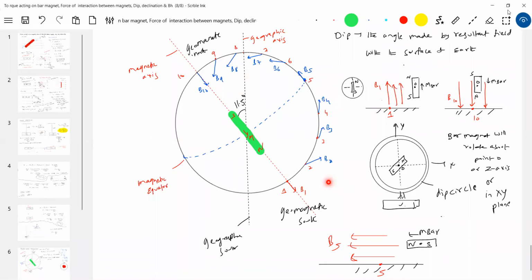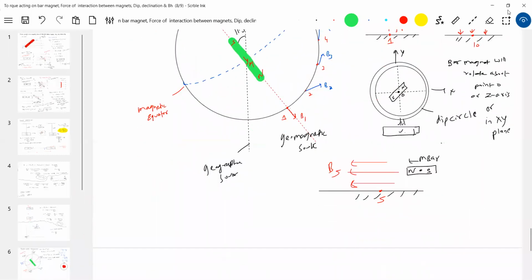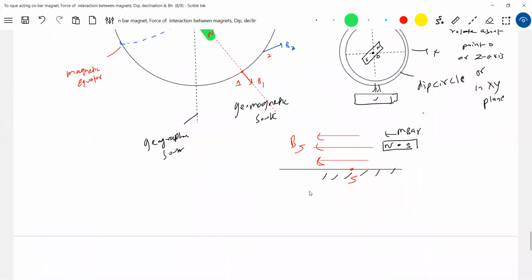Now how to measure that particular magnetic field? With whose help? I'm going to take first a freely suspended bar magnet. Suppose you want to measure the magnetic field at your home. What you should do is take a bar magnet and suspend it about an axis passing through its center and perpendicular to the plane. You can do one thing: take a thread.